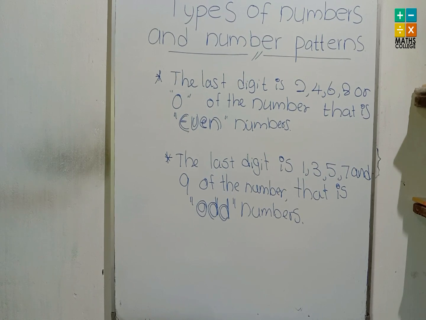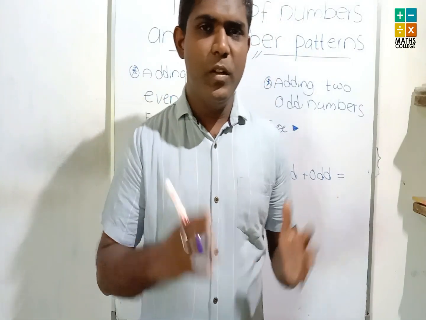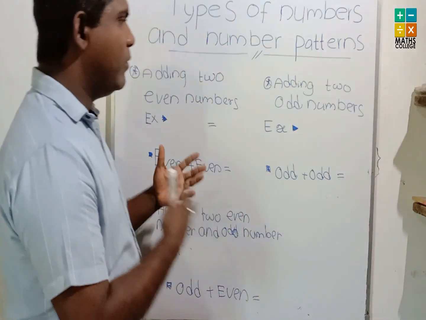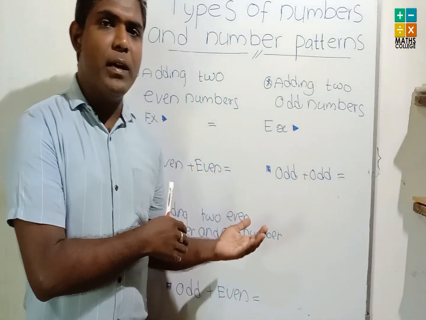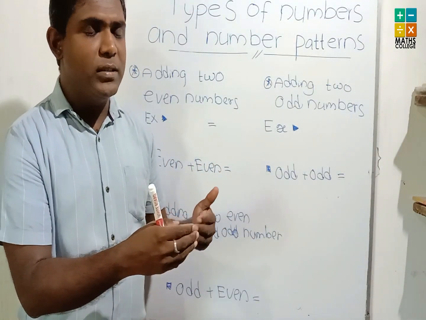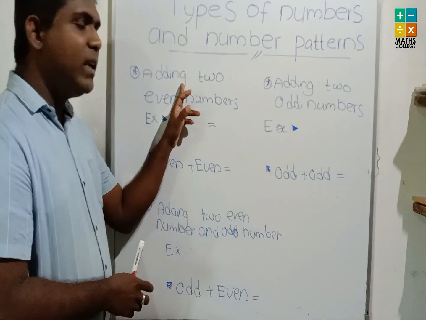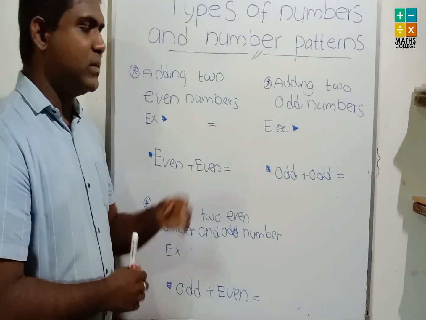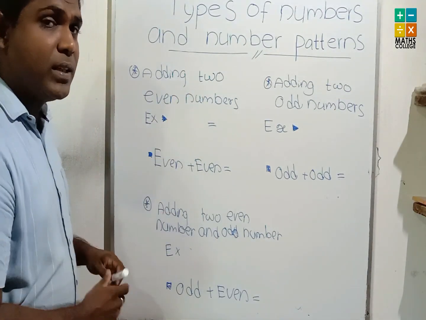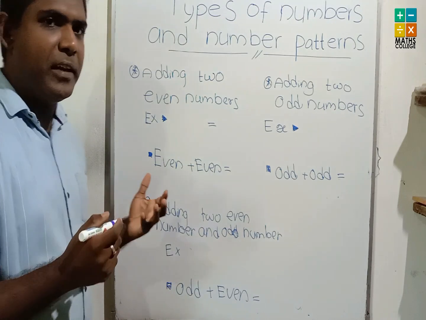Then I'm going to explain to you addition, subtraction, multiplication and division with even numbers and odd numbers, and what happens to the answer. Now we are going to discuss what happens when adding even numbers to each other, odd numbers to each other, and even and odd numbers. Firstly, consider adding two even numbers.